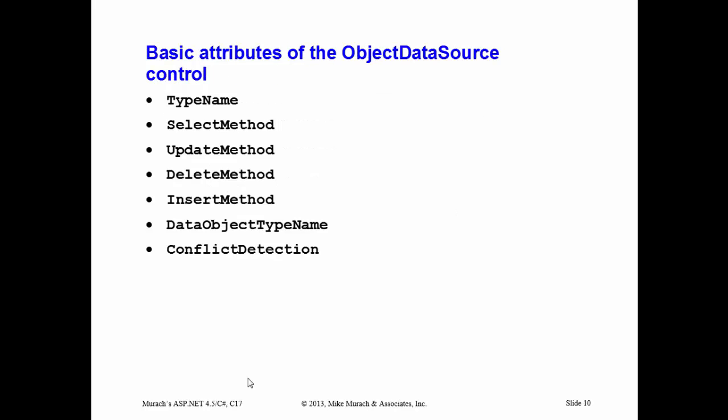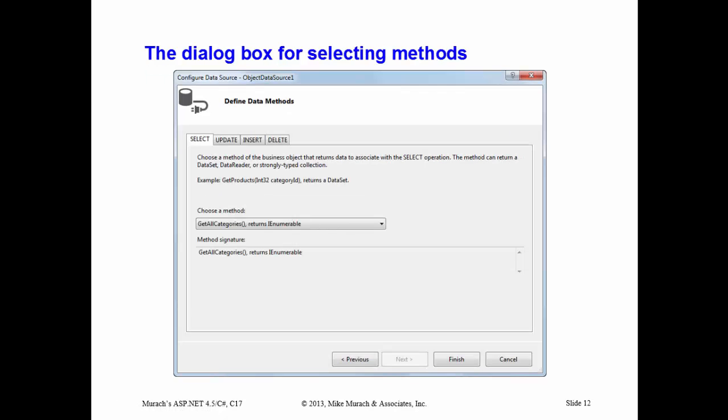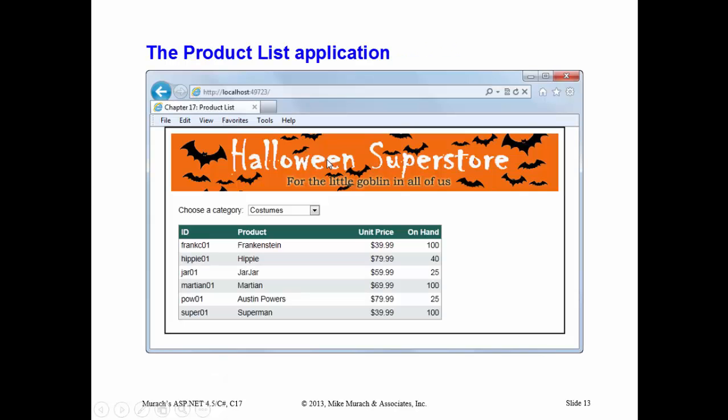So other attributes of the object data source, the type name we talked about, the different methods, the data object type name. There's this thing called conflict detection that will let you do optimistic concurrency. So when you turn that on, you'll pass it 2 category objects, the original and the new one, and that way it can check to see if something changed. We went through this already, the little wizard for configuring the data access, and I mentioned defining the data methods.